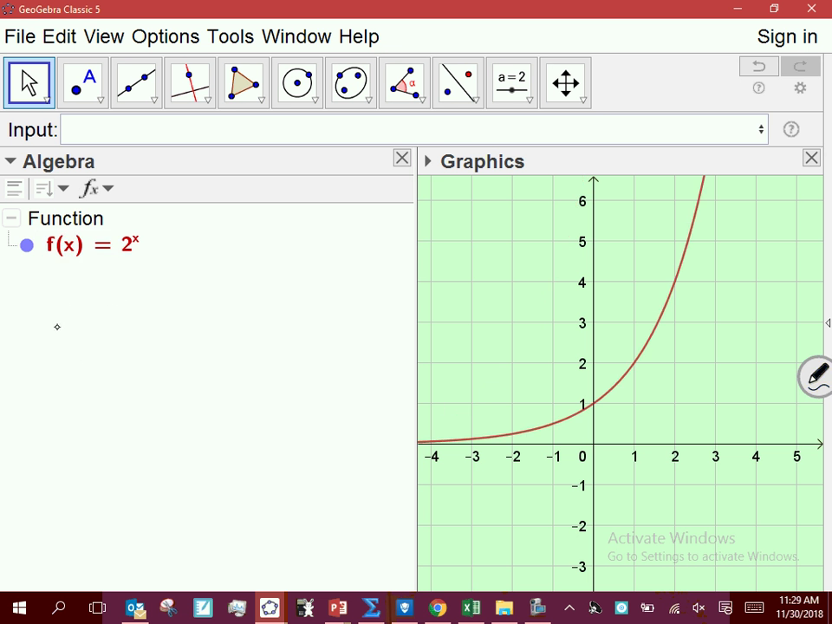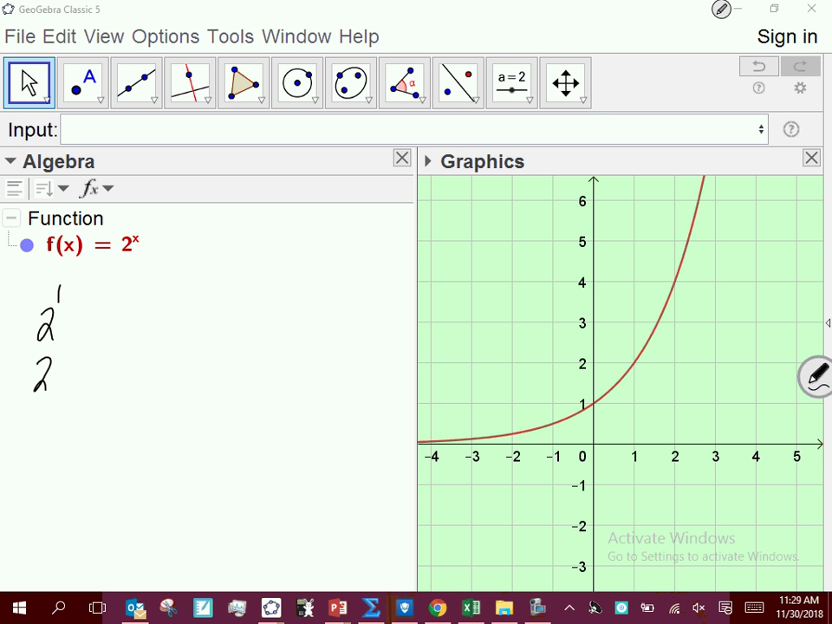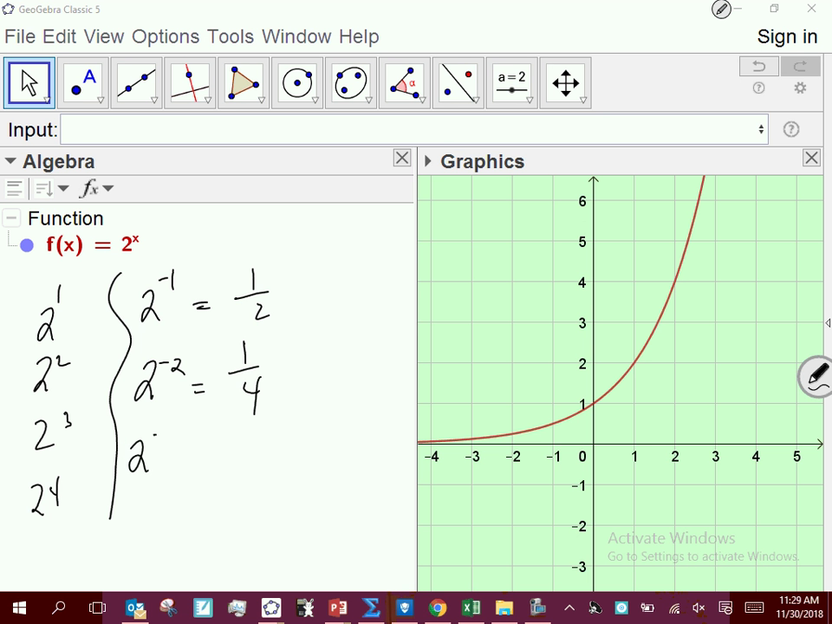If I have 2 to the first, 2 to the second, 2 to the third, 2 to the fourth, as that exponent gets bigger and bigger, all my y values get bigger and bigger. If I go 2 to the negative 1, that becomes 1/2. 2 to the negative 2 becomes 1/4. 2 to the negative 3rd, 1/8. 2 to the negative 4th, 1/16, right? Is there any way that I'm going to get rid of that 1?